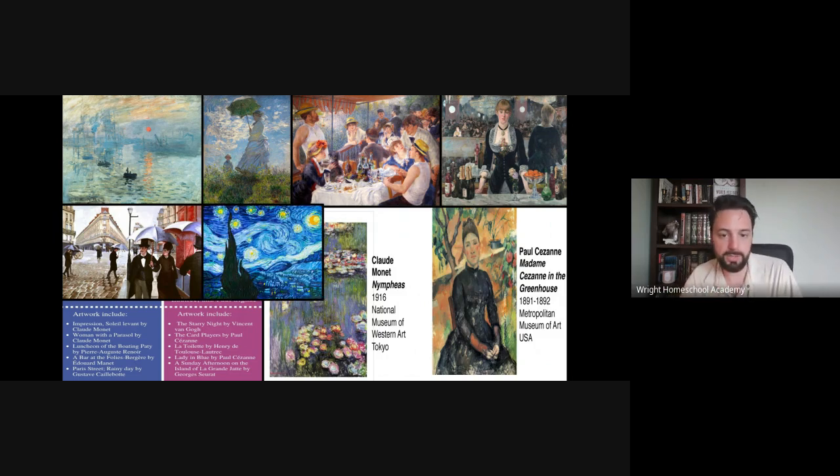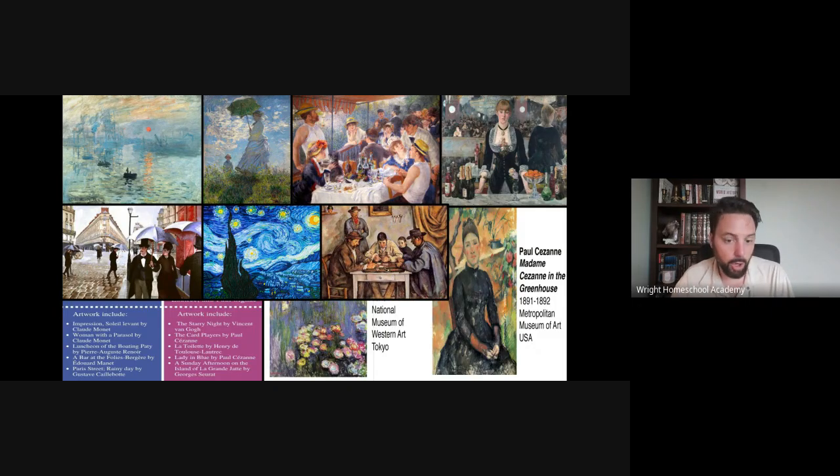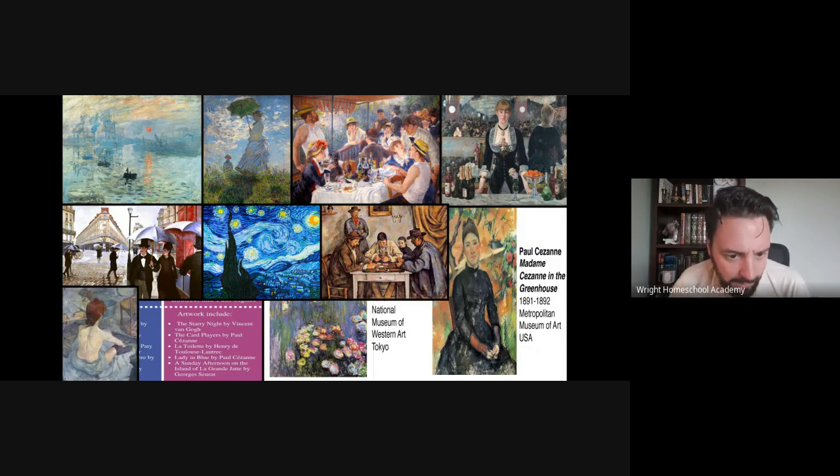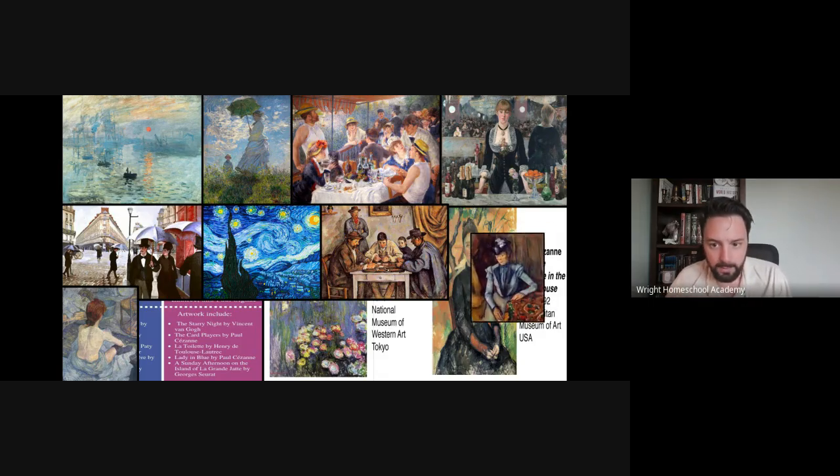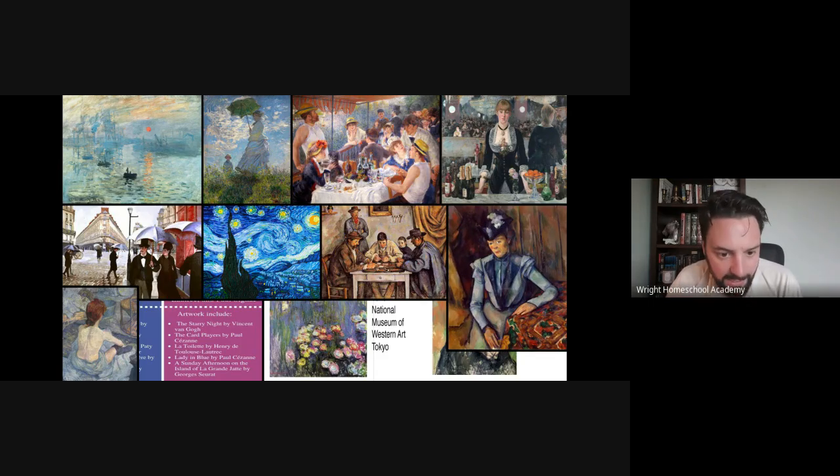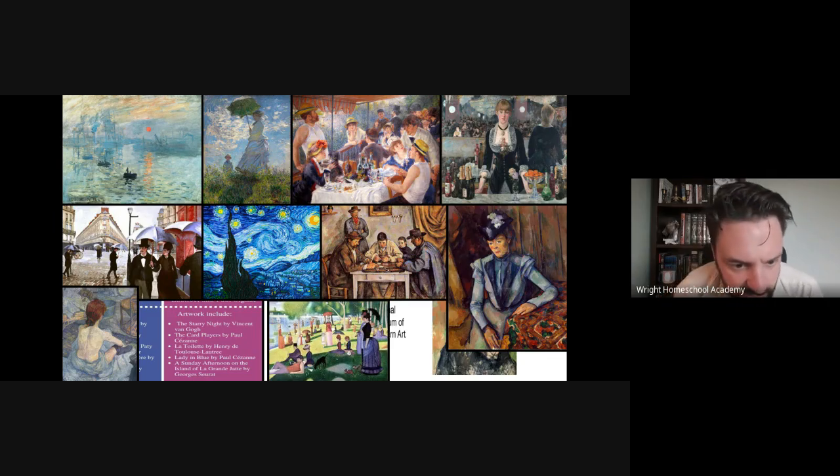All right, let's look at some post-impressionist paintings, starting with, again, the most popular one, The Starry Night by Vincent van Gogh. Here we have The Card Players by Paul Cézanne. Down here in the bottom left, I put La Toilette by Henri de Toulouse-Lautrec. Over here on the bottom right, we've got Lady in Blue by Paul Cézanne. And then last but not least, down here center middle is A Sunday Afternoon on the Island of La Grande Jatte by Georges Seurat.